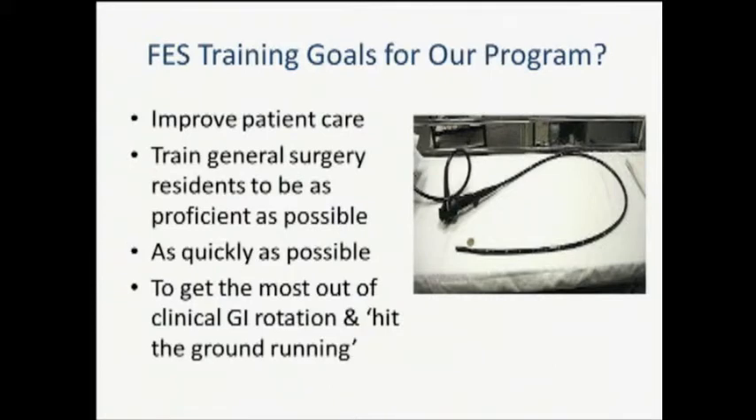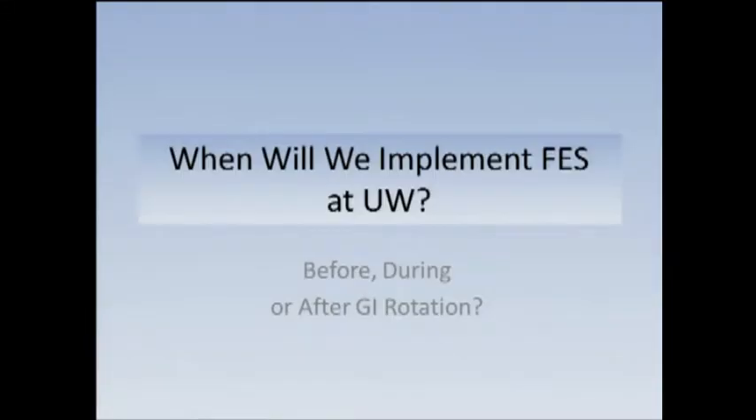So again, in terms of deciding where and how, I think it's important for us to talk about what our training goals were for our program. First of all, we want to improve patient care in our training program, and we want to train our general surgery residents to be as proficient as possible, as quickly as possible, and very importantly, to get the most out of their clinical GI rotation and hit the ground running. This was really the major component in how we decided when in the program we were going to implement our FES.